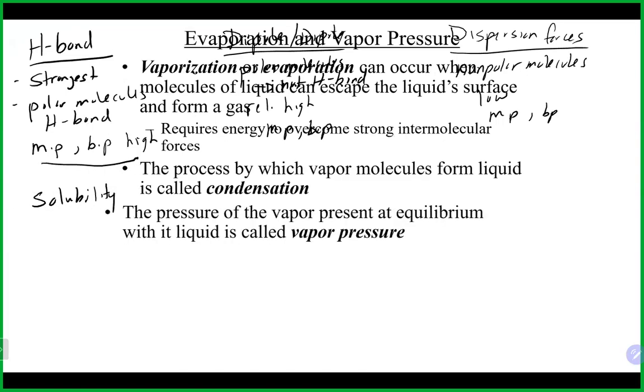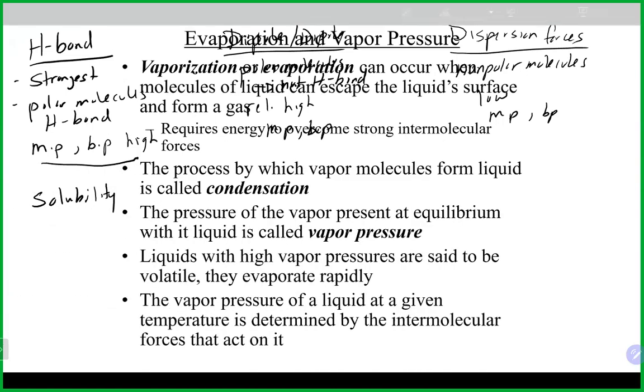All right, so let's talk a little bit about vapor pressure that I apparently wrote all over. So I'm going to get rid of that there.